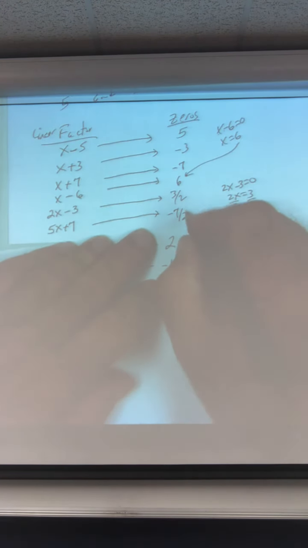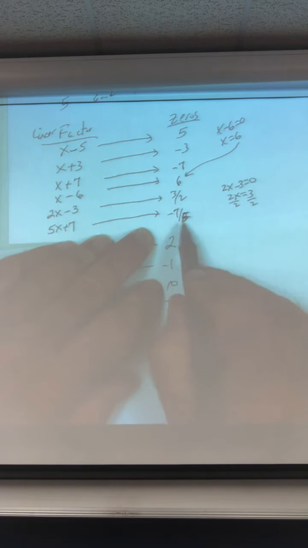I made a mistake right here. Back up. This should be negative 7 over 5. Right there, negative 7 over 5.